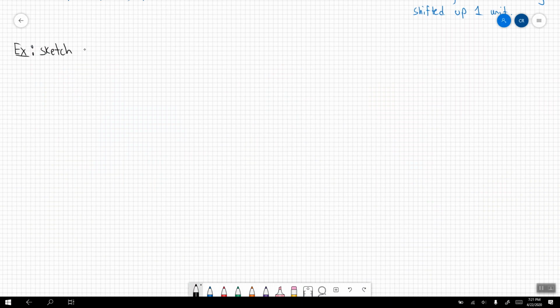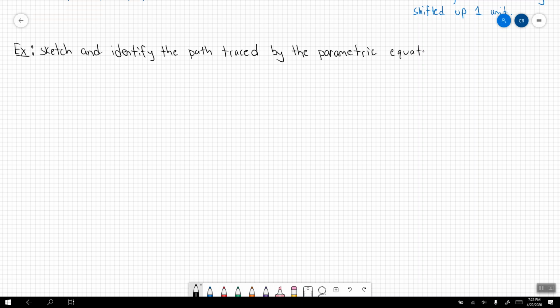Sketch and identify the path traced by the parametric equations x equals t plus 1 over t, y equals t minus 1 over t, and we're going to have that t must be greater than 0. Awesome.